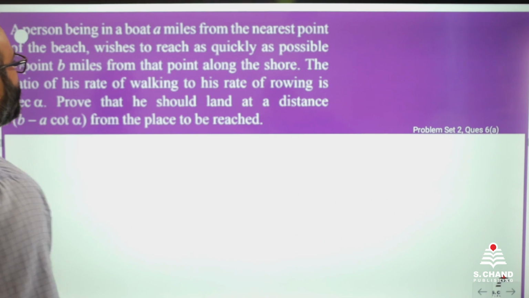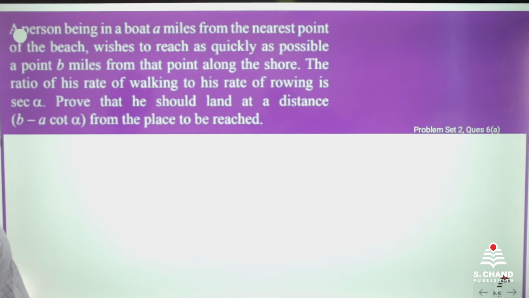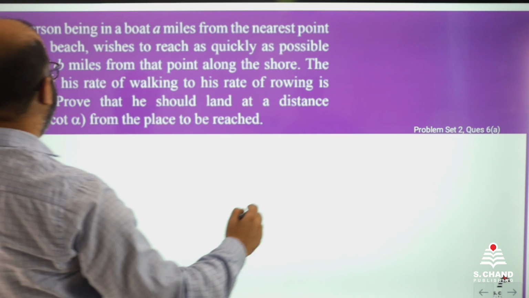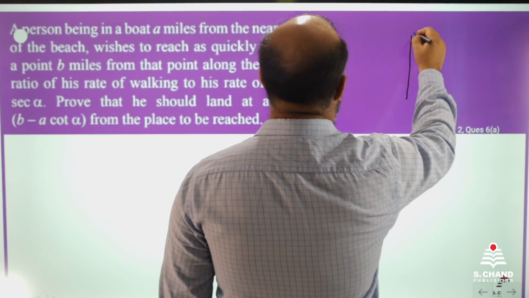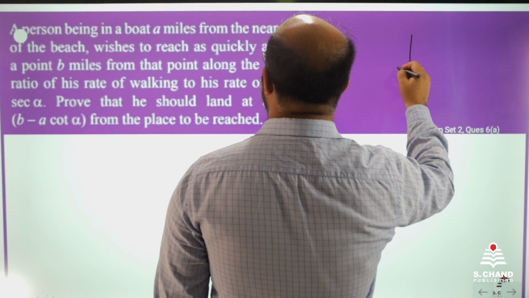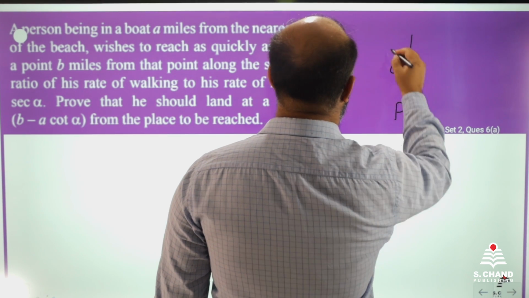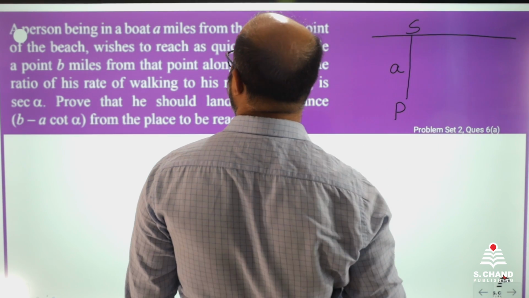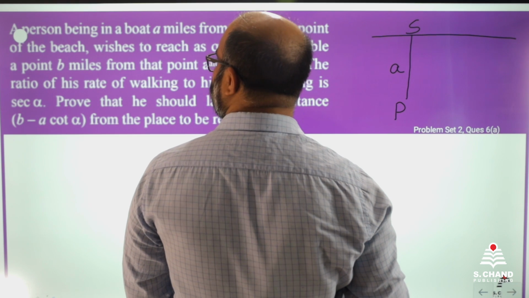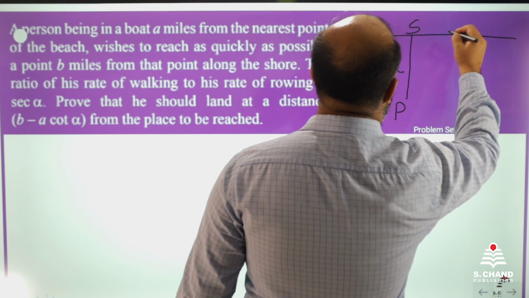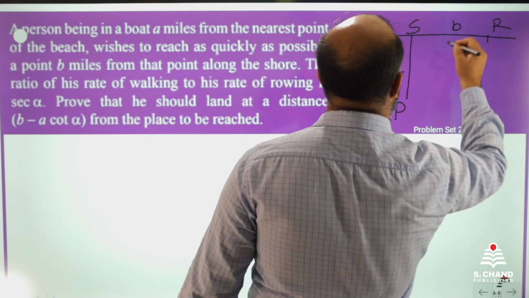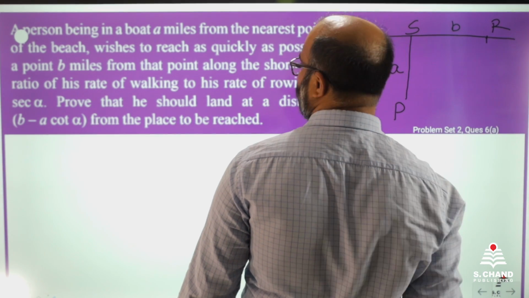A person being in a boat A miles from the nearest point of the beach wishes to reach as quickly as possible a point B miles from that point along the shore. So first let us draw the diagram till here. What the diagram says is that a person is there and it is going to a shore which is A miles from the nearest point. This is the person and this is the shore nearest point. Wishes to reach as quickly as possible a point B miles from that point along the shore. This is our point, this is at a B distance, and he wants to reach here.